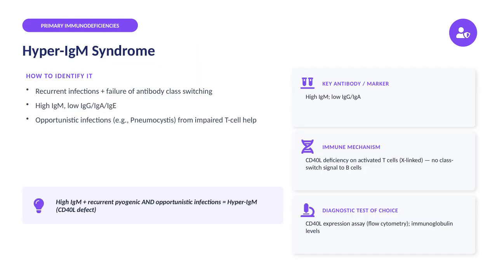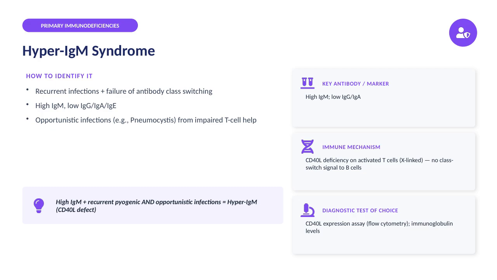Hyper-IgM syndrome is characterized by recurrent infections because the immune system can't properly switch antibody classes. Patients typically have high levels of IgM but low levels of IgG, IgA, and IgE. This happens due to a defect in CD40 ligand on activated T cells, which normally signals B cells to switch antibody types. Without this signal, there's a failure in antibody class switching. This also leads to susceptibility to opportunistic infections, like pneumocystis, which rely on T cell help for defense.